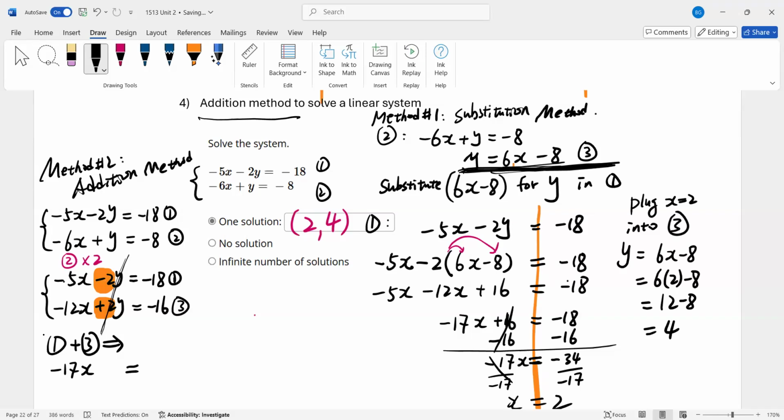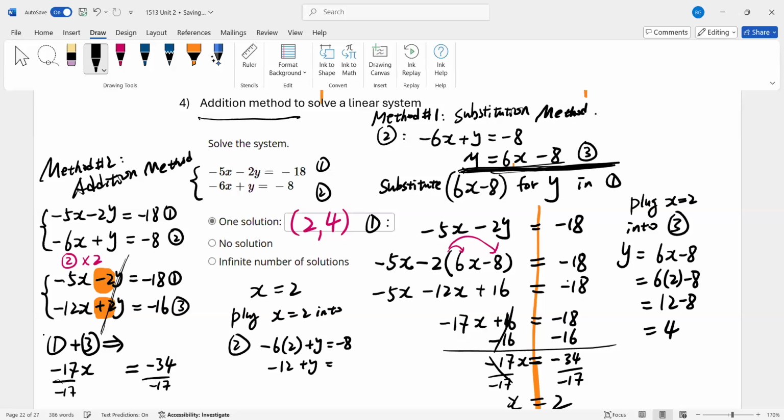Equals -18 plus -16, which is -34. And then divide each side by -17. We have x equals 2. And then plug x equals 2 back into maybe equation 2, because equation 2 has smaller numbers. We have -6 times 2 plus y equals -8. -12 plus y equals -8, add 12 to both sides. We have y equals 4. Same thing, right? We get the same answer. I just want to show you how the two methods work in solving a system.